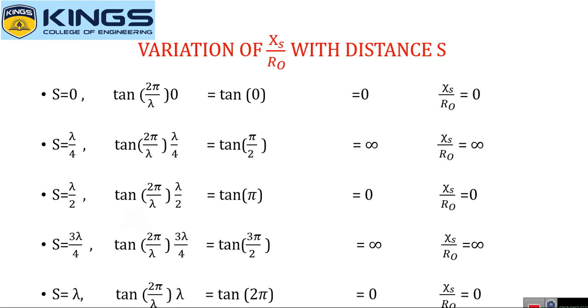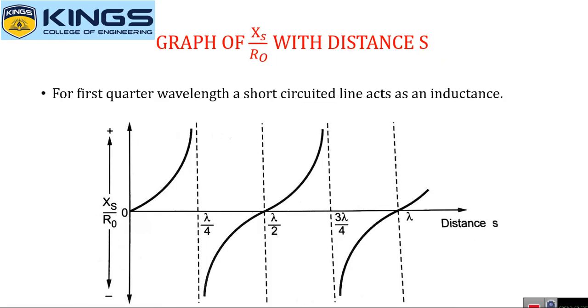If s = 0, then tan 0 is 0, so the ratio is also 0. Here s = λ/4, then tan π/2 is infinite, so the ratio X(s)/R0 is infinite. For s = λ/2, tan π is 0, so the ratio is 0. For s = 3λ/4, tan 3π/2 is infinite, ratio also infinite. For s = λ, tan 2π = 0, ratio also 0. So that is the graph of X(s)/R0 with the distance s.